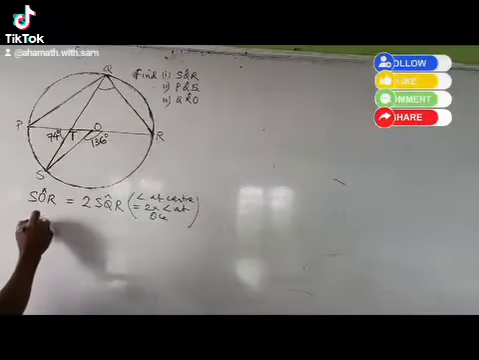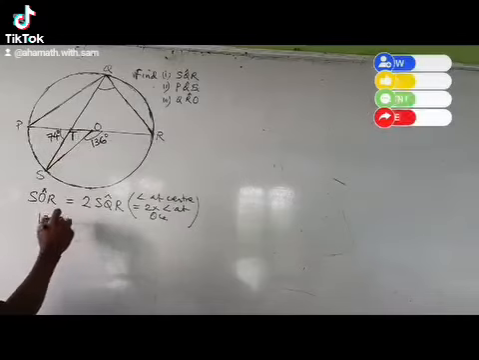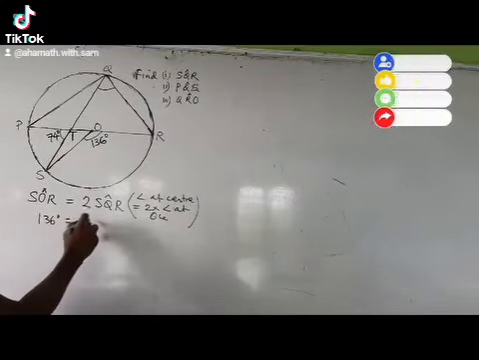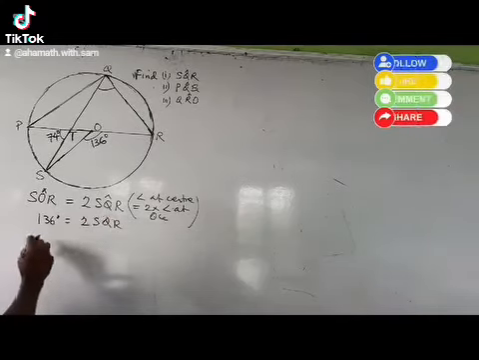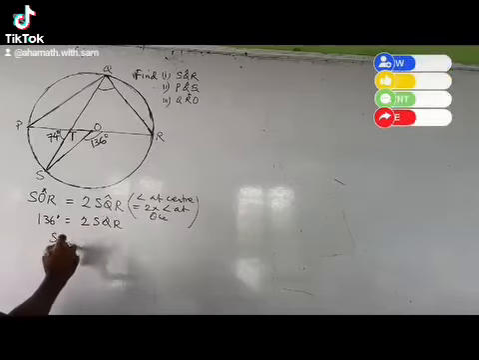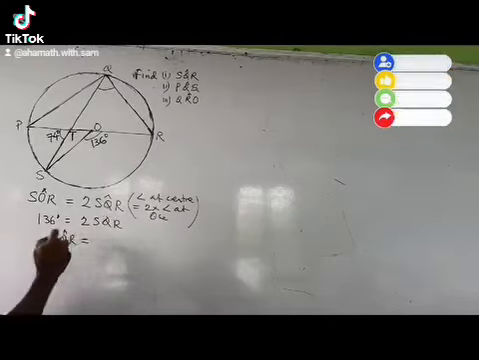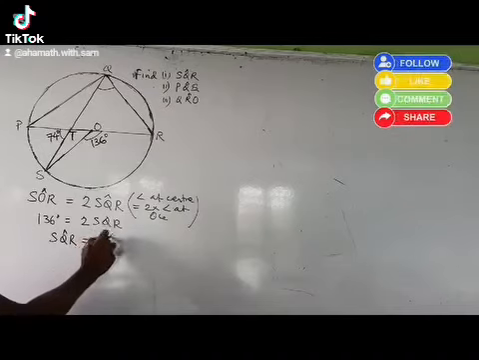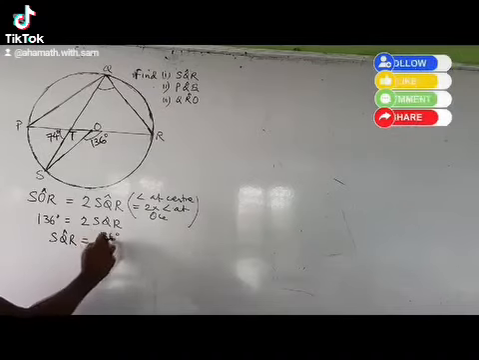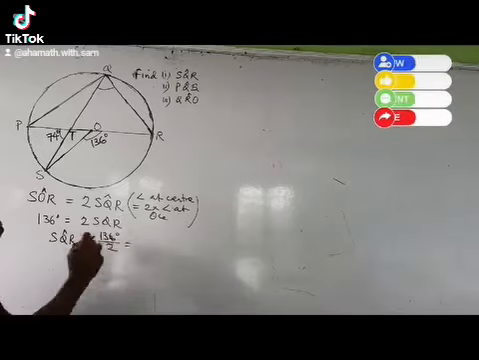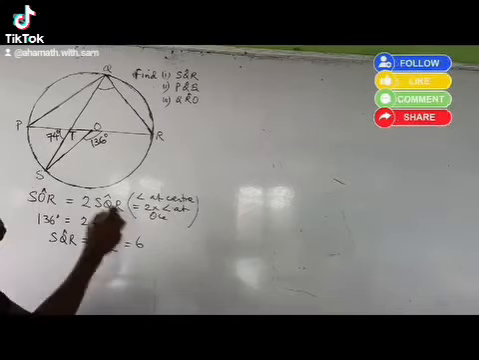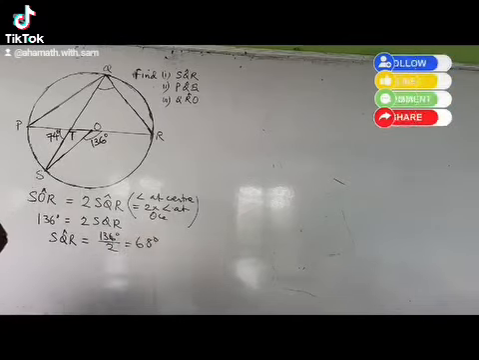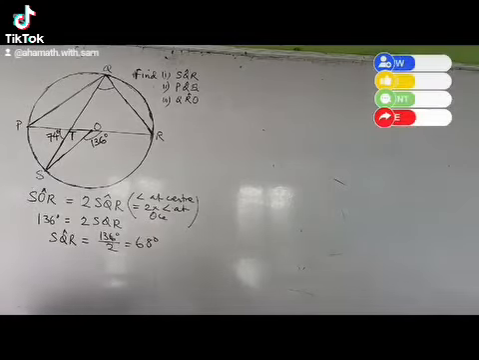SOR is 136 degrees, is equal to 2 times SQR. That makes angle SQR equal to 136 degrees divided by 2. That gives us 68 degrees. So we found that to be 68 degrees.